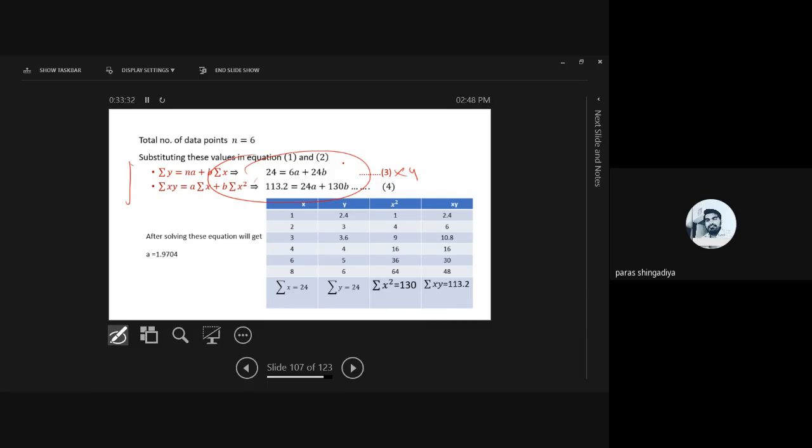Shift mode, 3, 1, 2, 3. Okay, and then you will get the answer: a is equal to 1.9704 and b is equal to 0.5059 in the calculator. Okay, you will get these values, and then replace them in the equation that we have. y is equal to a plus bx. So a is 1.9704 and b is 0.5059 into x.